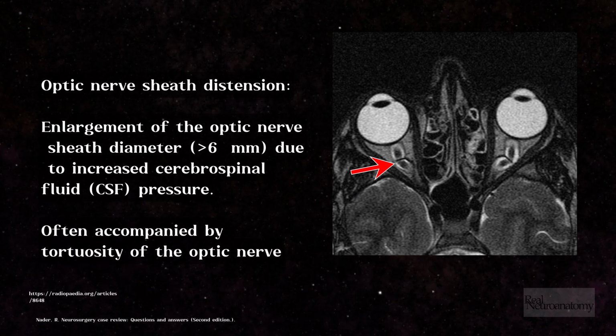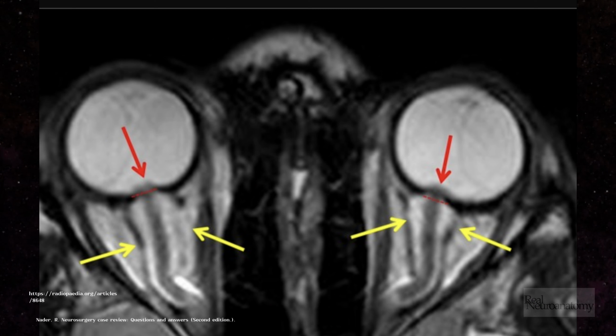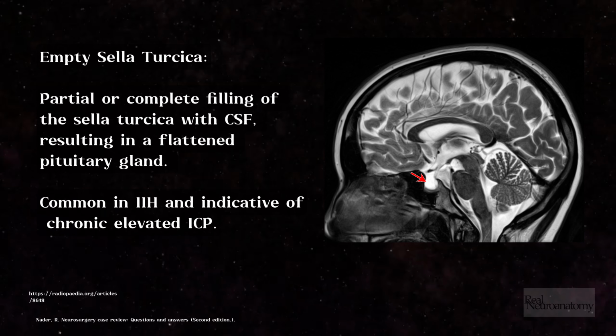Optic nerve sheath distension: enlargement of the optic nerve sheath diameter greater than 6 mm due to increased cerebrospinal fluid (CSF) pressure, often accompanied by tortuosity of the optic nerve. Empty sella turcica: partial or complete filling of the sella turcica with CSF resulting in a flattened pituitary gland. Common in IIH and indicative of chronic elevated ICP.